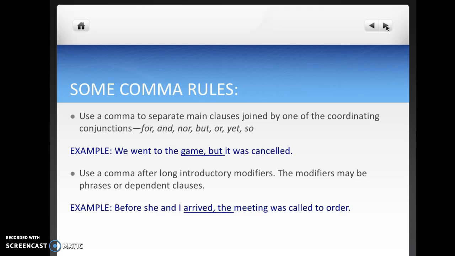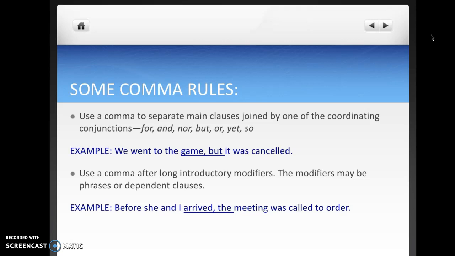So for this example, we went to the game, comma, but it was canceled. We went to the game stands on its own and makes sense. The part of the sentence where it says it was canceled also stands on its own and makes sense. The word but joins the two, and so you definitely need a comma between game and but.